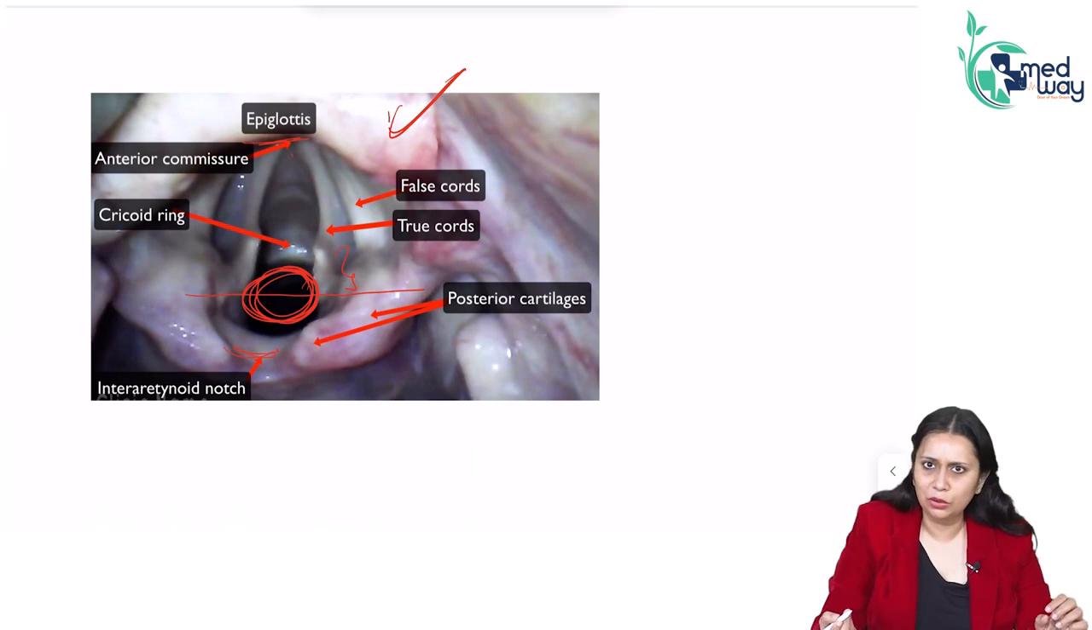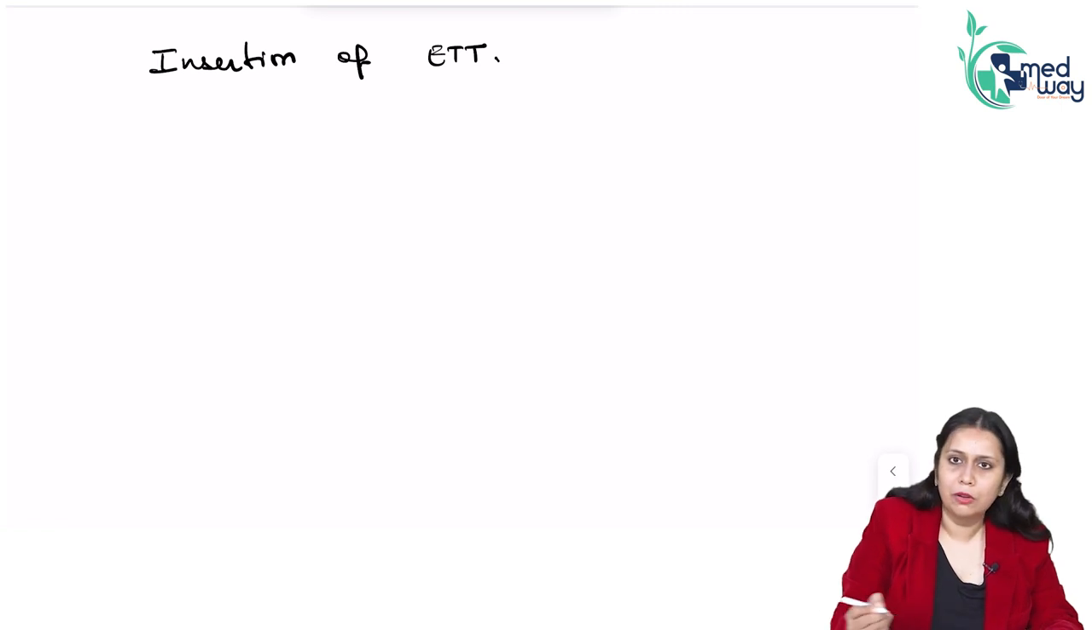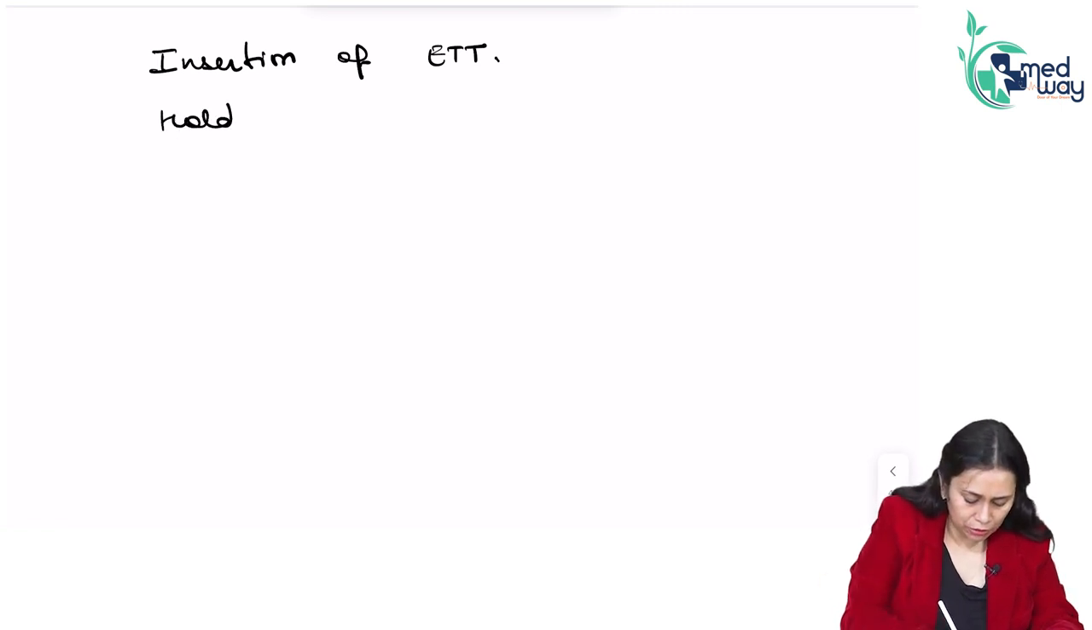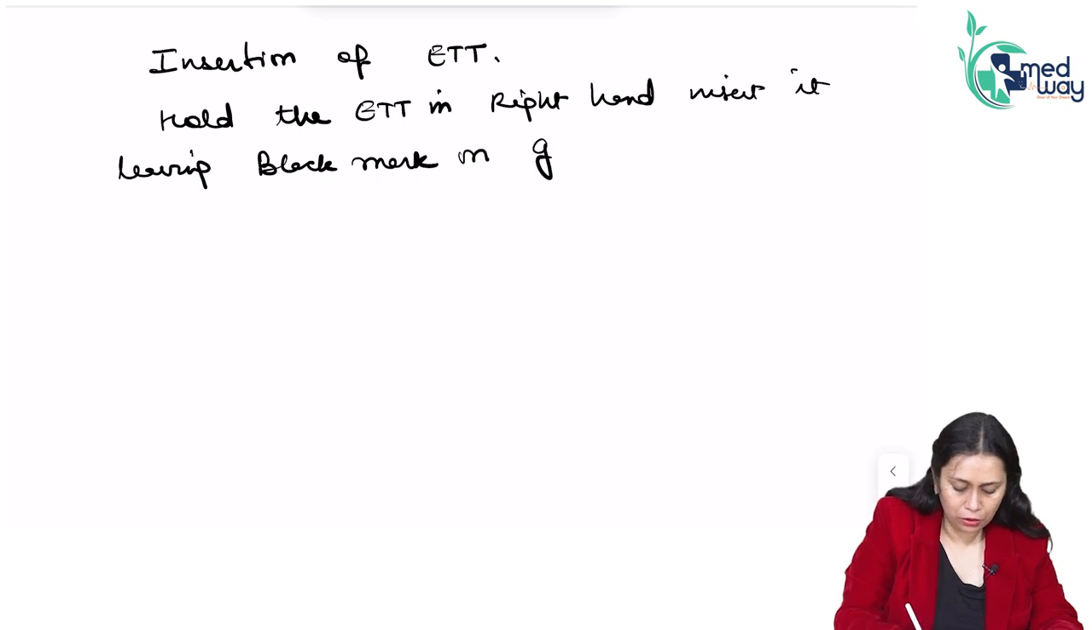If it is grade 1 or 2, we can easily insert the endotracheal tube. So insertion of the endotracheal tube: we hold the ET tube in the right, dominant hand and insert it, leaving the black mark on the glottic opening.